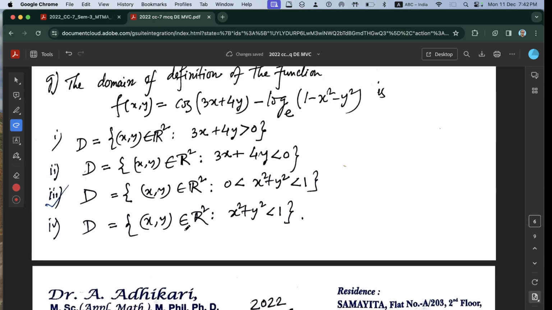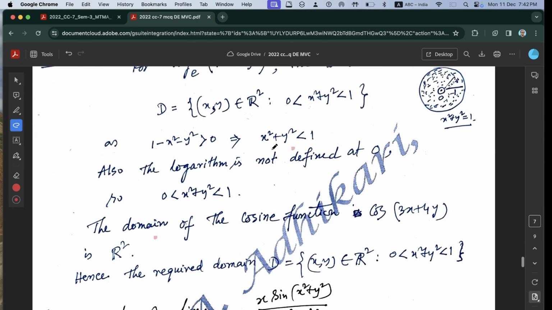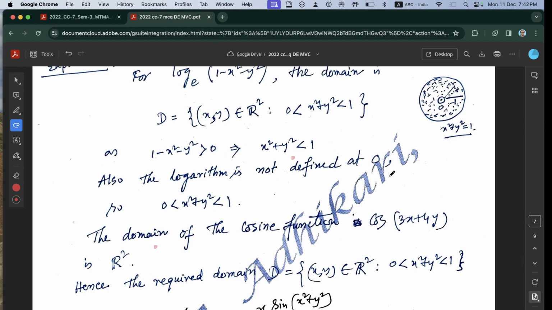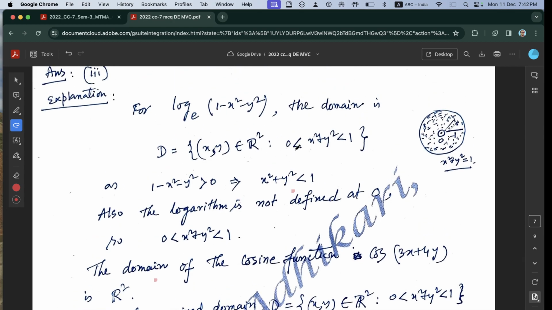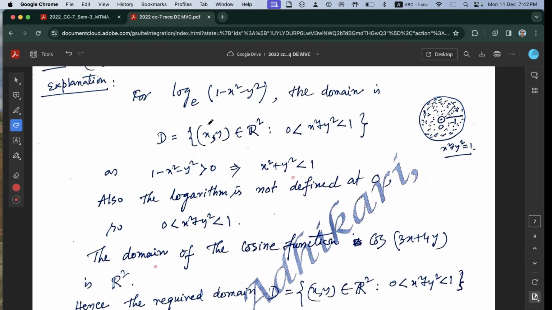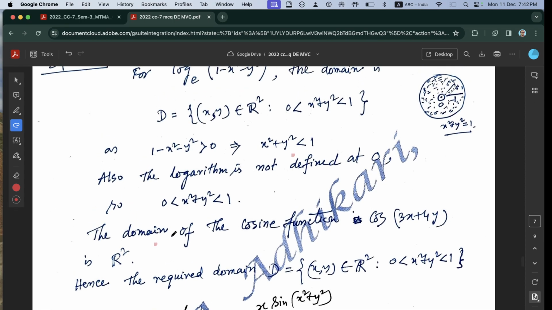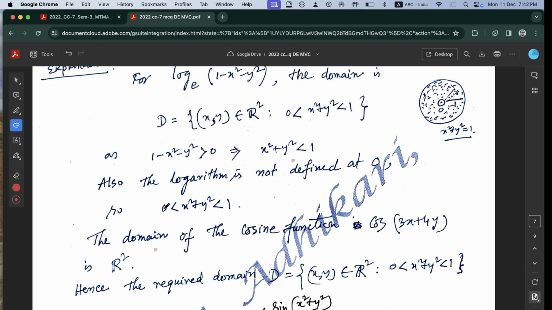Actually, when x square plus y square equal to 0, log 1 is 0. Logarithm is not defined at 0, but here when x square plus y square equals 0, the log part is log 1 to the base e, which is 0. So the domain of the cosine function is R2. Hence the required domain is this.